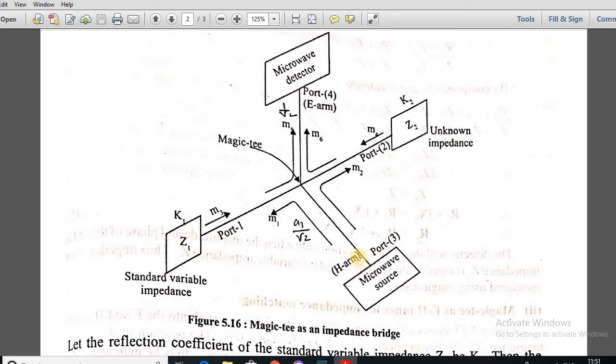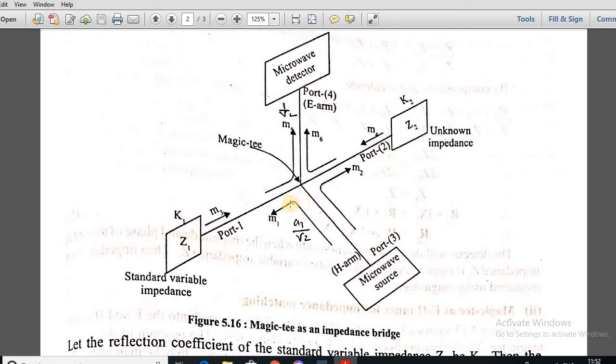Now when there was an incident component for port 3, it got equally divided in port 1 and port 2. The quantity which is coming into port 1 is your M1, that is A3 by root 2. Now when there is an incident component, there will definitely be a reflected component when it is not properly matched, as we already know. So let's say M3 is the reflected component. The reflection coefficient K1 will be the ratio of reflected component to incident component.